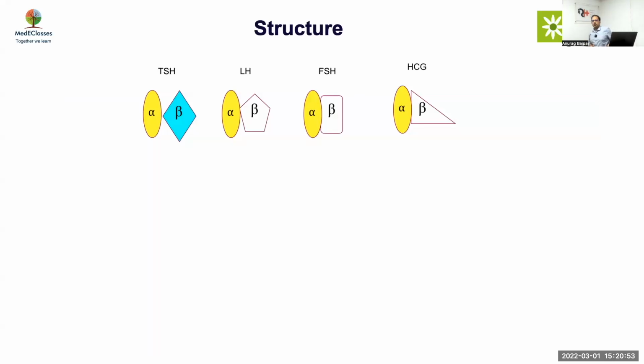Now this is what I was talking about. Alpha subunit is common between all these compounds. So if you talk about LH, FSH, HCG and TSH, alpha is the same. Beta is also similar. The length of beta and the glycosylation of beta will determine the biological activity and the half-life of that particular product.